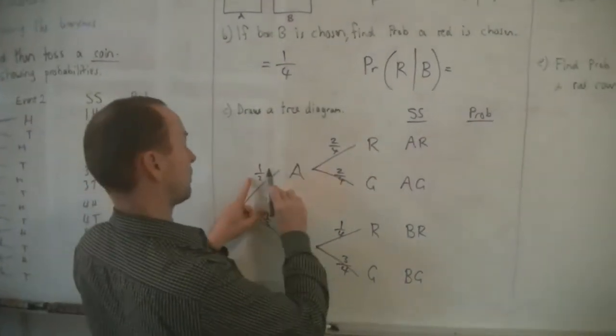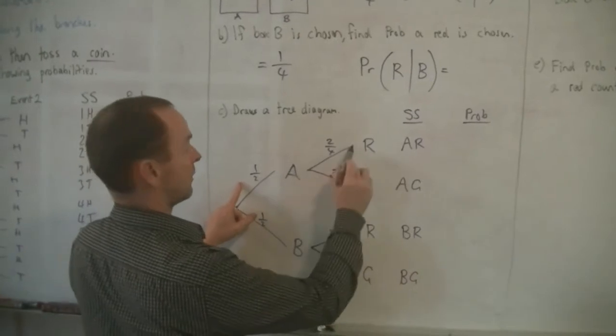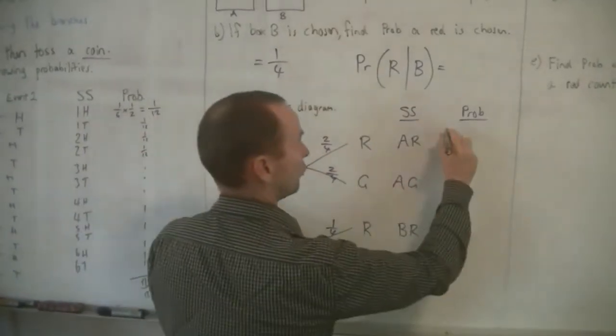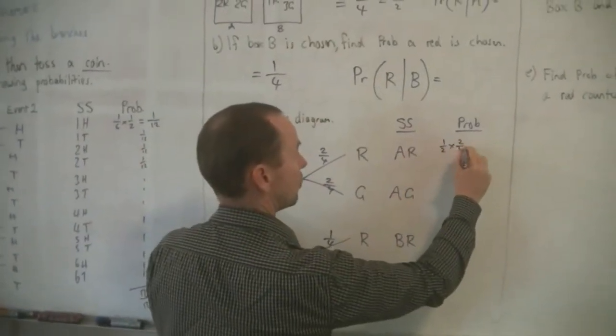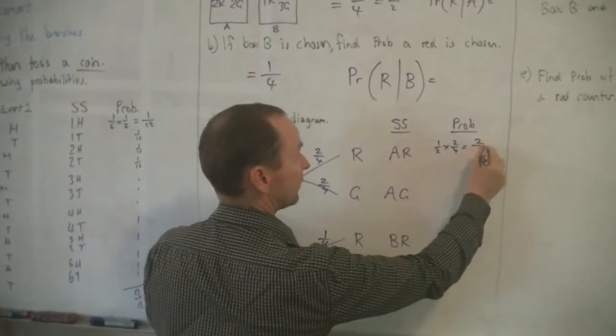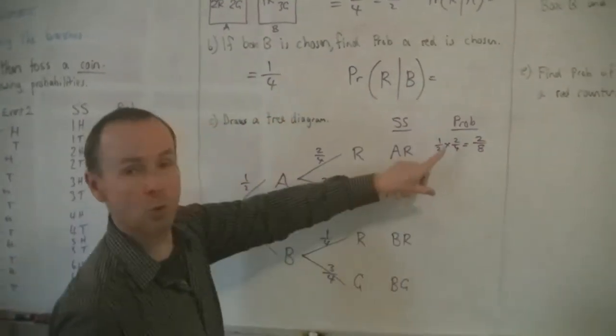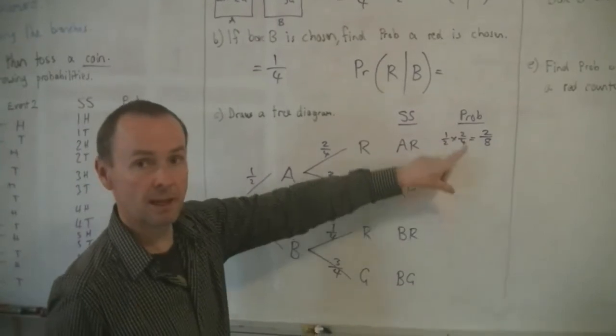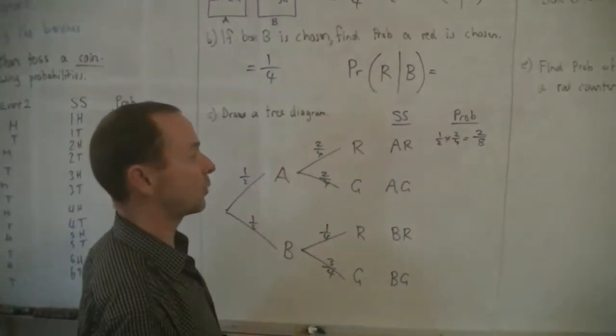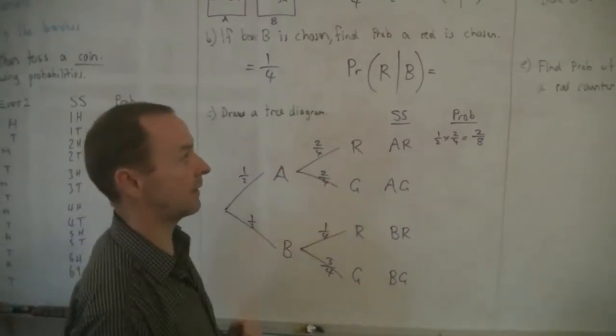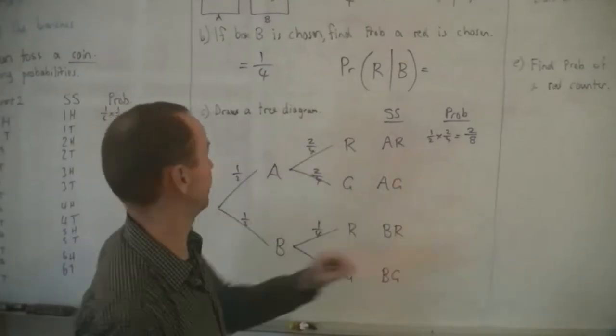So remember, you multiply them. So this one's a half times 2/4. I'll do the first one for you. A half times 2/4 is 2 over 8, which simplifies to a quarter, but for now I'm going to leave them as eighths. I'll show you in a minute, because when we answer questions, you might have to add them together, and it's easier if they're all eighths.